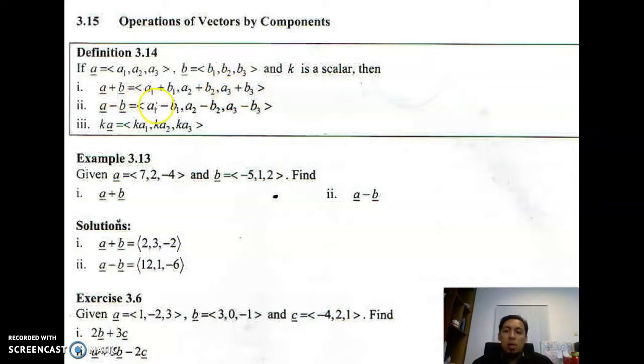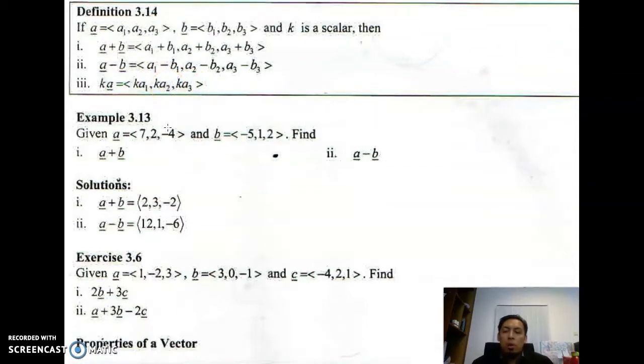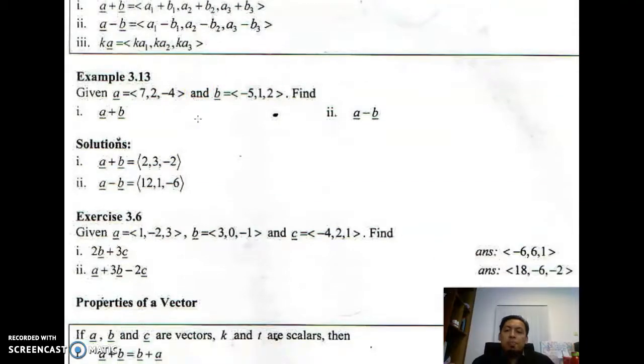Right, so the same goes for subtraction. You're going to subtract it individually. As for scalar multiplication, when you have k, which is any number, when we multiply it with a vector, it means that you're going to need to multiply it to each individual component of the vector. Okay, we are not going to discuss further on this. You can try to do it on your own.